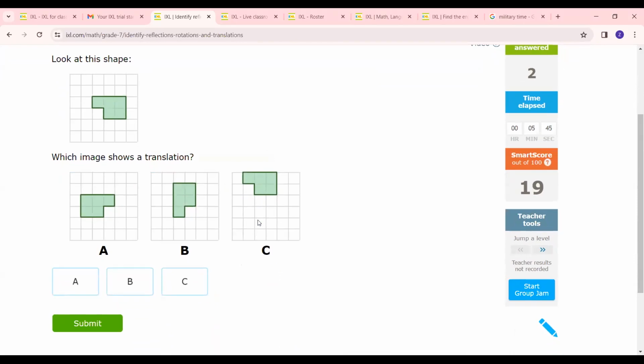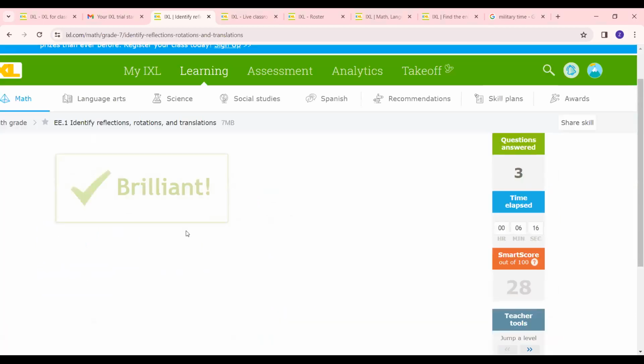Look at the shape. Which one shows a translation? What is a translation? A translation is a slide. So you have to push the image, and it doesn't change its orientation. You're just sliding it. So which one do you think, A, B, or C? C. It can't be B, it can't be A, it has to be C. All right, so that one is easy.